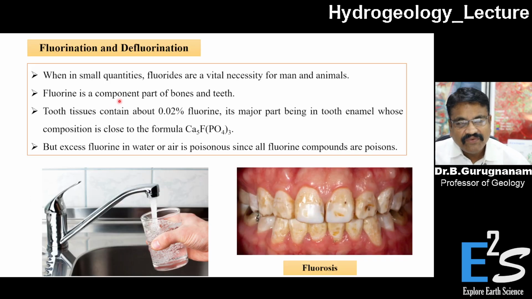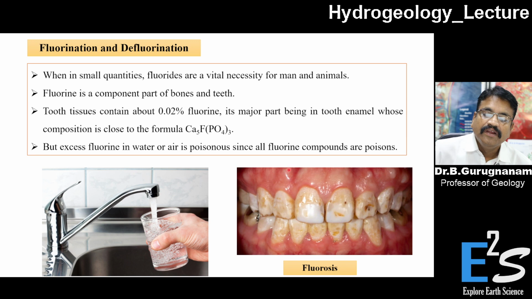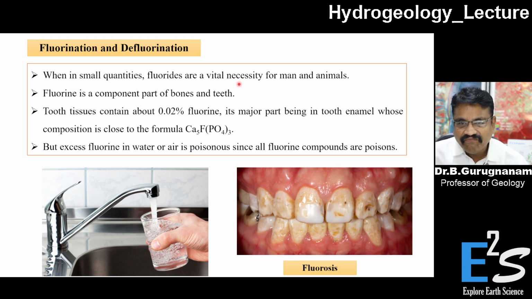The next stage of water purification is fluorination and defluorination. All our water needs to be free of excess fluorine, otherwise this leads to a big issue called fluorosis. Initially the teeth will become discolored, and slowly all the teeth are corroded and become so weak that finally you lose all your teeth. It will not affect only this; it will affect up to the root of the teeth. In small quantities, fluorides are a vital necessity for man and animals.